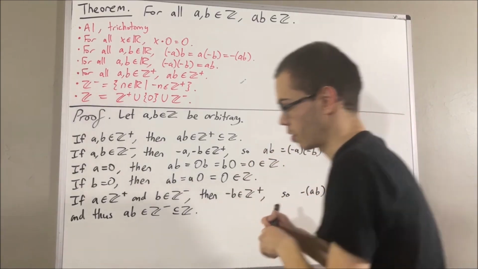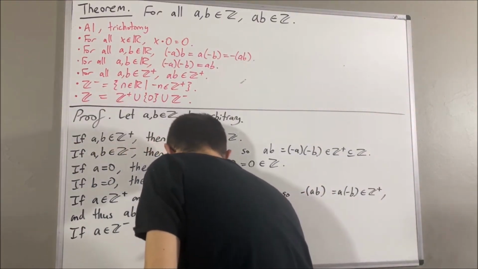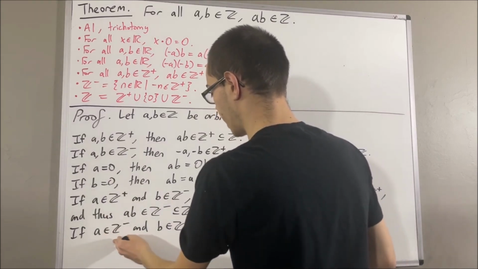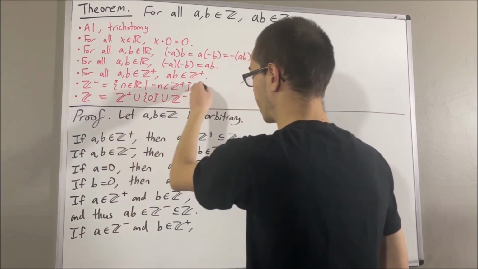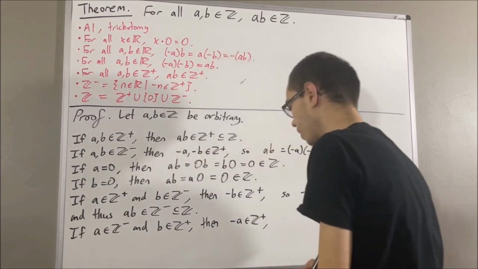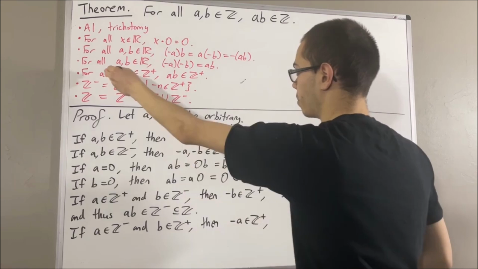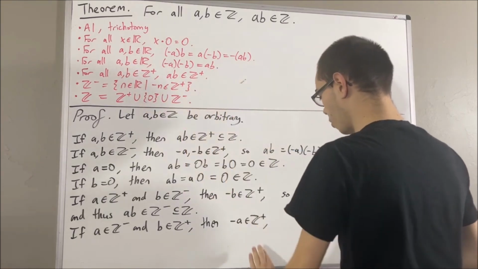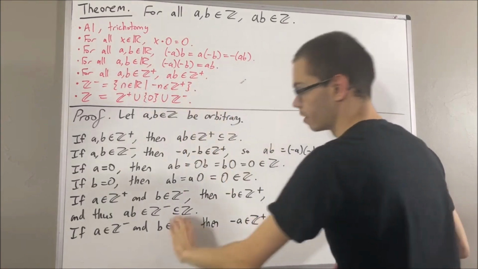And now let's consider our final possibility, which is if a is a negative integer and b is a positive integer. If this happens, since a is a negative integer, then by definition of the negative integers, this tells us negative a is a positive integer. So then, using the fact that the positive integers is closed under multiplication, we have negative a times b is a positive integer.